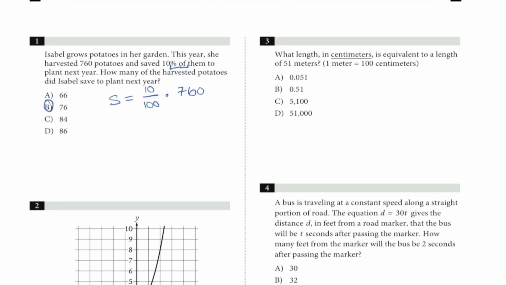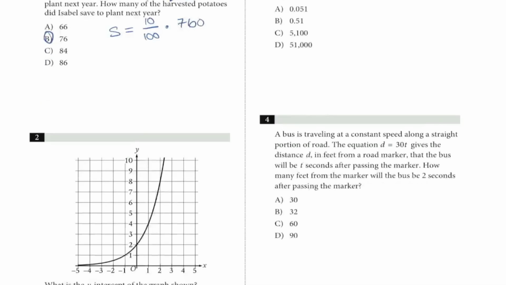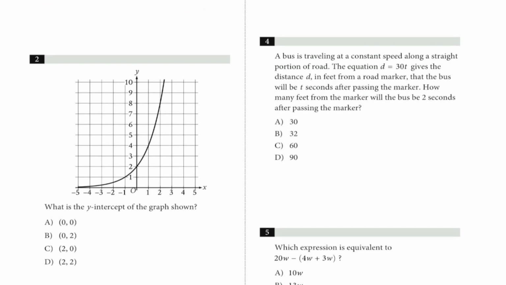All right, so looking at number 2. What is the y-intercept of the graph shown? So remember, there's 2 ways to think about y-intercept. Y-intercept is where it touches the y-axis, or another way is when x is equal to 0. If we see all these answers, A and B are the only ones that have x is equal to 0. And they give us the graph so we can look. It touches the y-axis right there, so that's the point (0, 2).